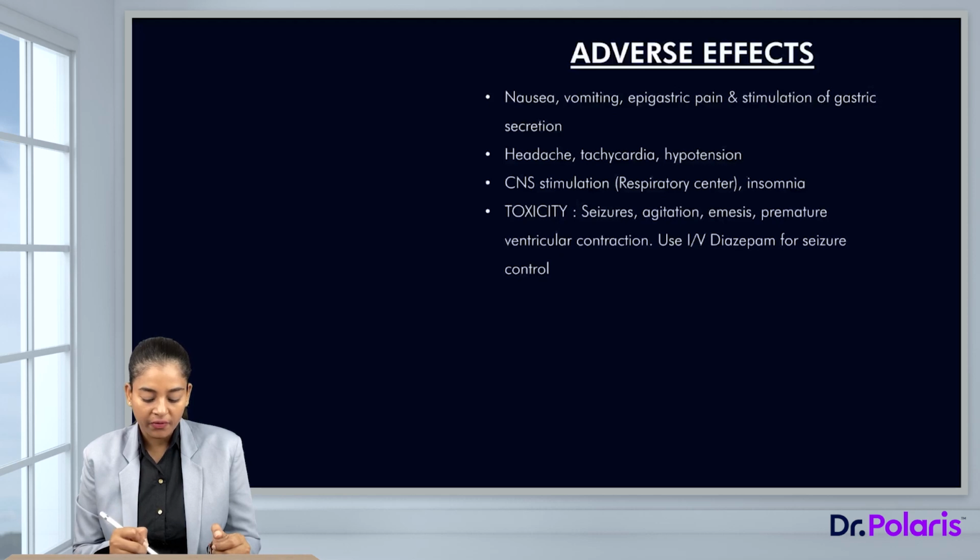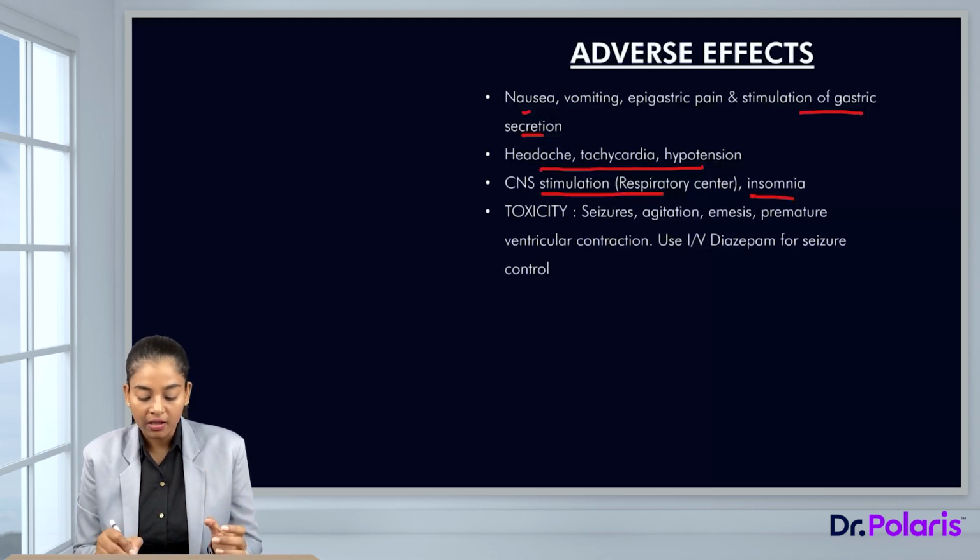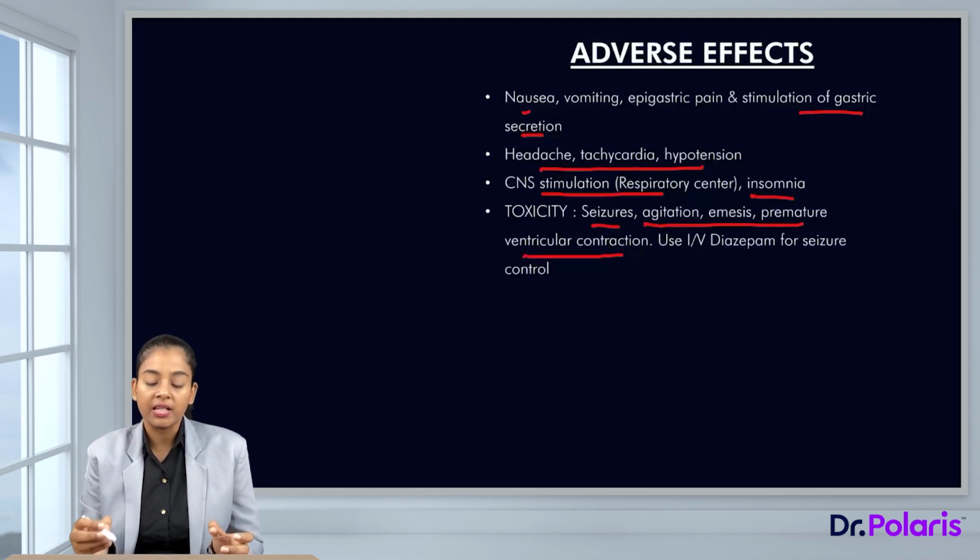Some of the adverse effects of these drugs include nausea, vomiting, epigastric pain, stimulation of gastric secretion, headache, tachycardia, hypotension, and in the CNS it can cause respiratory stimulation and insomnia, and in toxic doses it can cause seizures, agitation, premature ventricular contraction and emesis. So in order to treat the seizures, we will give intravenous diazepam to control the seizure episode.